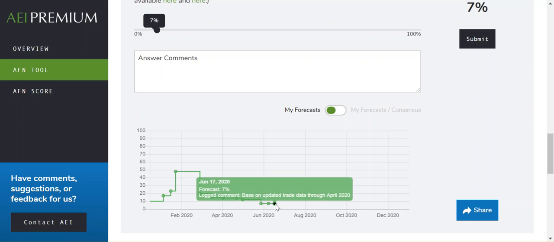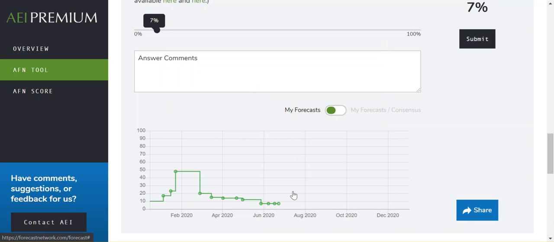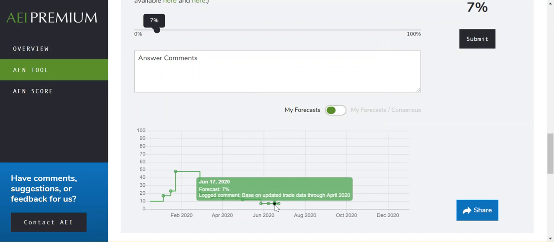So you can leave a note here for yourself. If you leave a note in the comment section here, you submit, and then you can hover over those data points and see the note you left. And so back in the early part of June, I said I thought there's a 7% chance based on the trade data through April. Now, if something comes out and later on I dramatically change my expectations, I can look back and say, hey, David, why did you think that back in June?